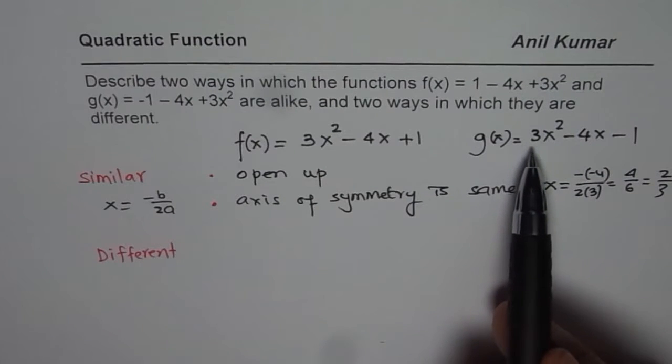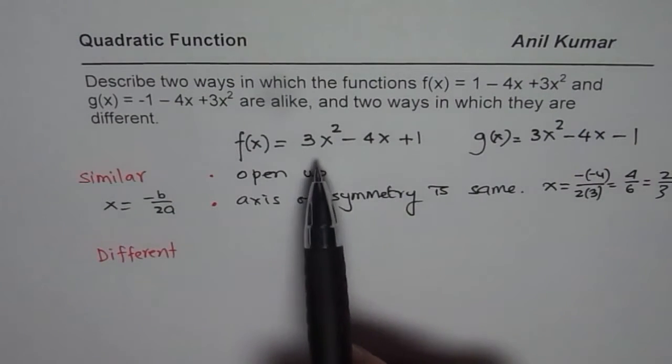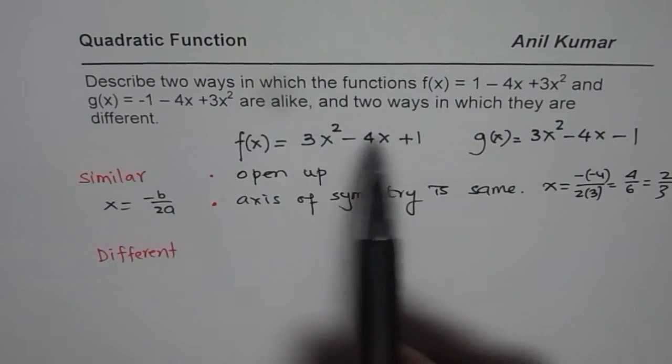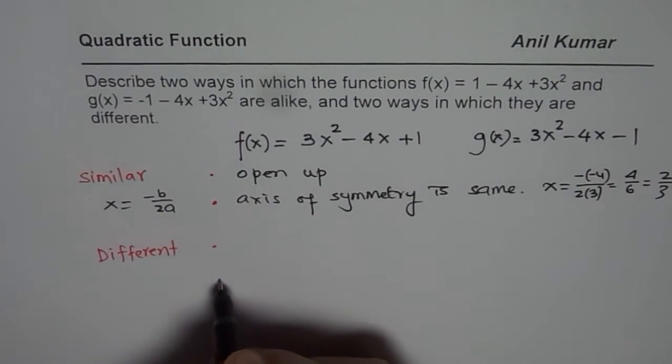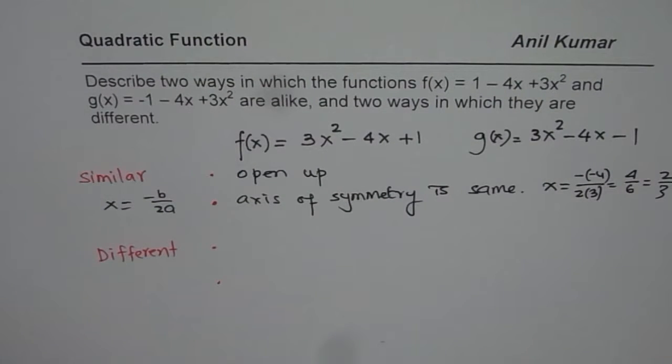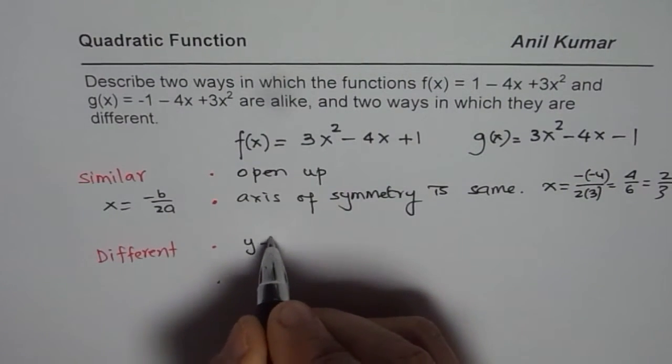You can always say that as compared to the base function y equals x squared, both are stretched by a factor of 3, right? So there are a lot of similarities. Now, how are they different? That's the next part. As I said, first difference is they have different y-intercepts, right? So y-intercepts are different.